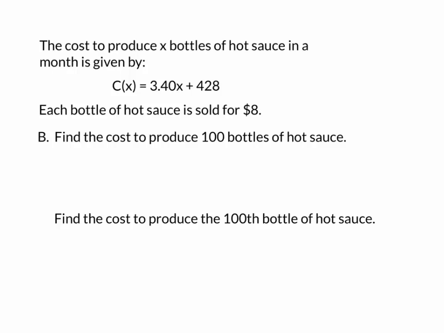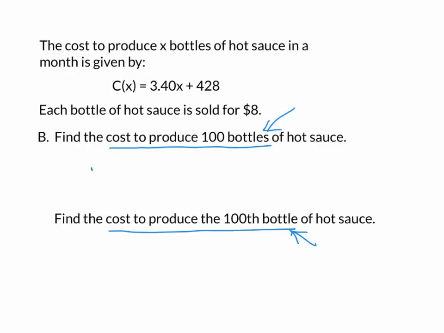Next, they're asking us to find the cost to produce 100 bottles of hot sauce, and then a similar question that says, find the cost to produce the 100th bottle of hot sauce. There's very little difference in the language there. But the first question is asking us to find the total cost of all the first 100 bottles, so we're adding up all those costs together. In the second question, we're isolating just the 100th bottle.